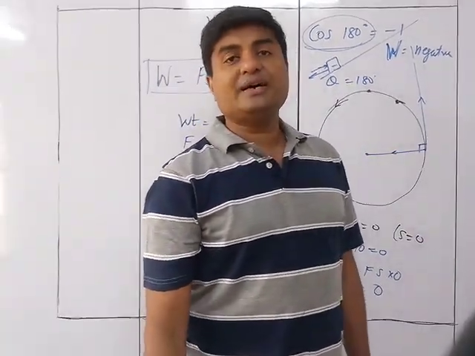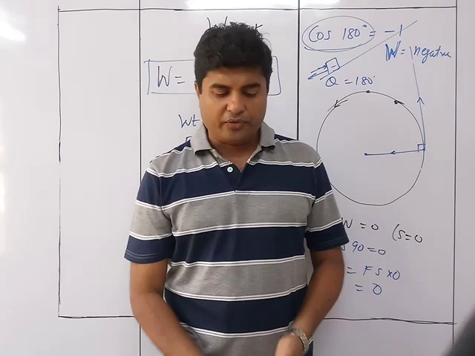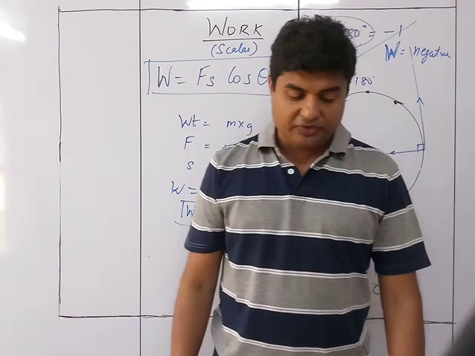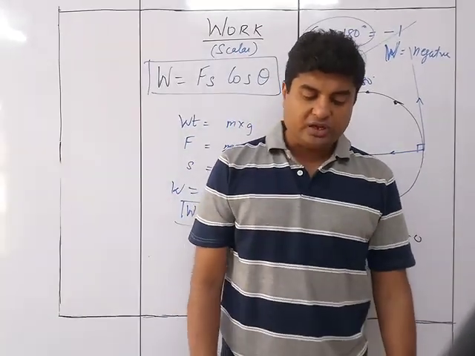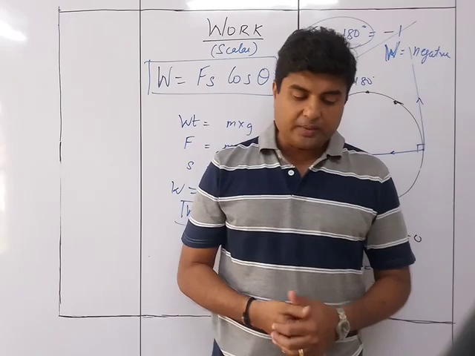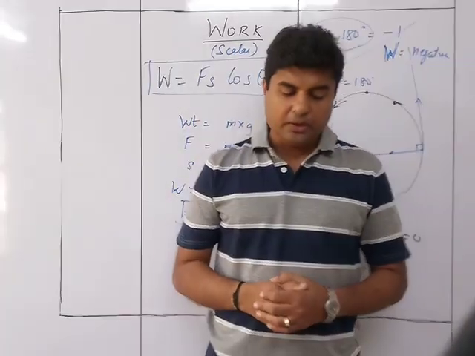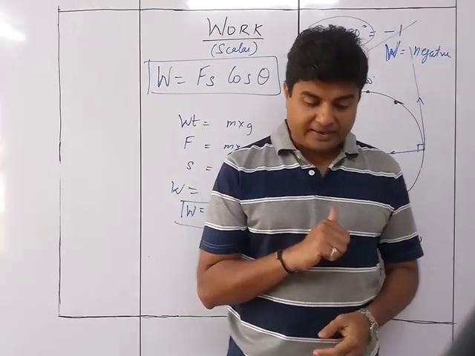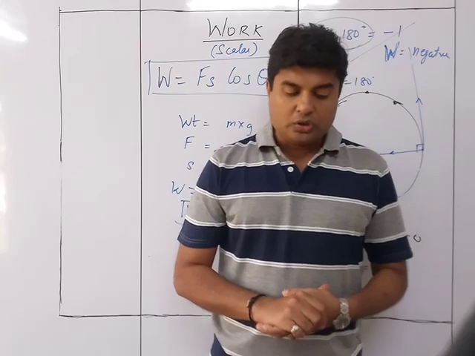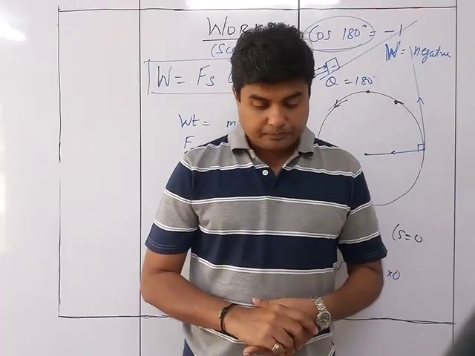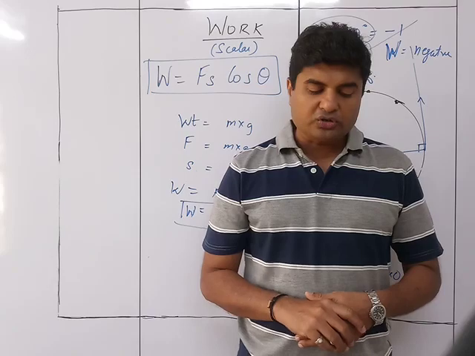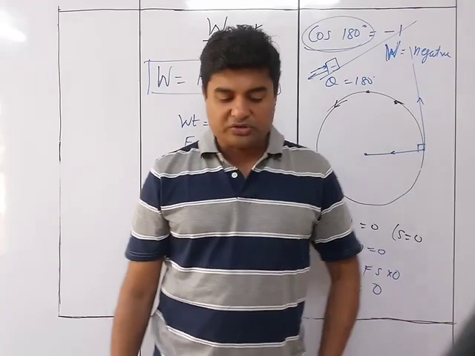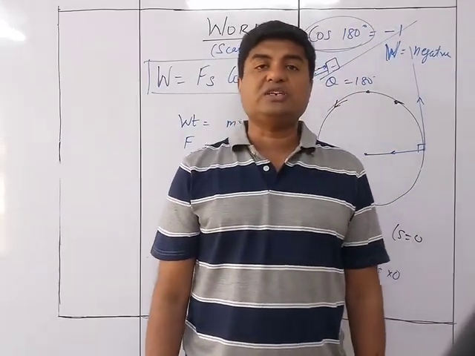That means the displacement is opposite to the direction of the force. For example, when a body moves on a surface, the force of friction between the body and the surface is in the direction opposite to the motion of the body. Therefore, work done by the force of friction is negative. When a ball of mass m is thrown upwards from A to B to a height h, the direction of the force of gravity mg is downward, so the work done by the force of gravity mg in the displacement h is negative.